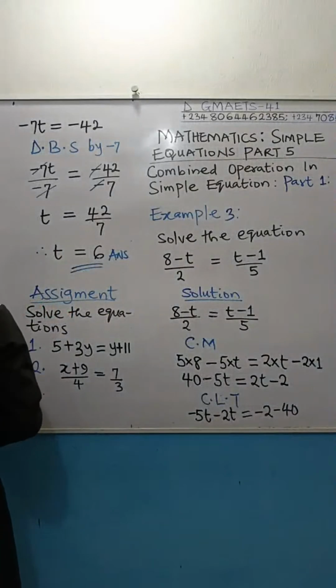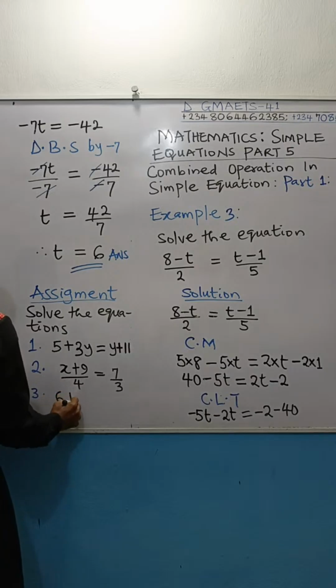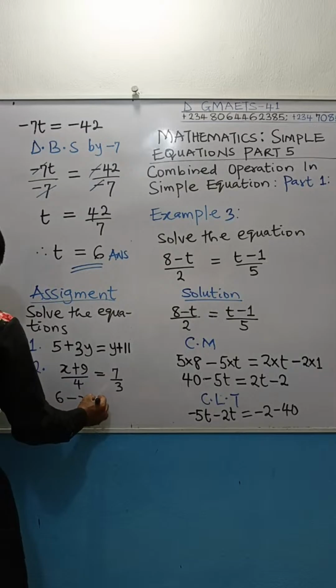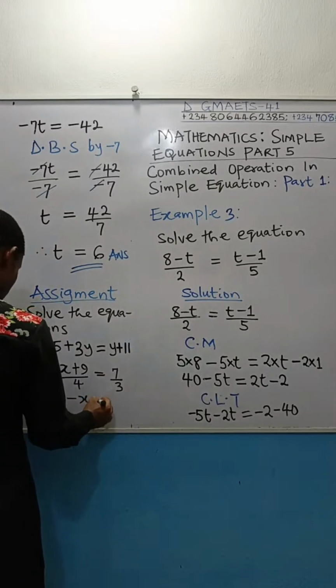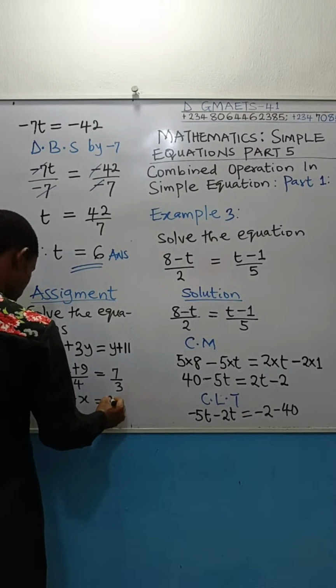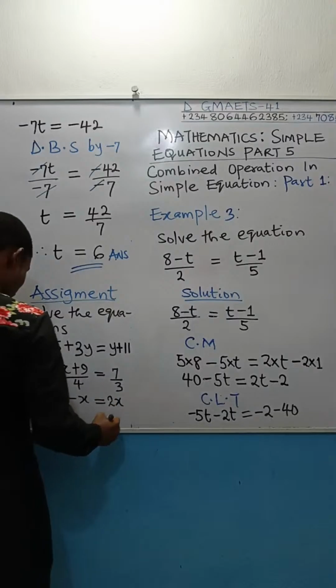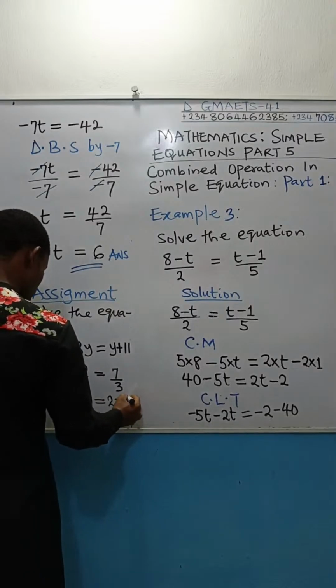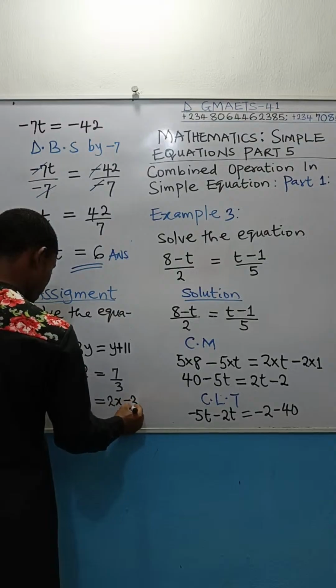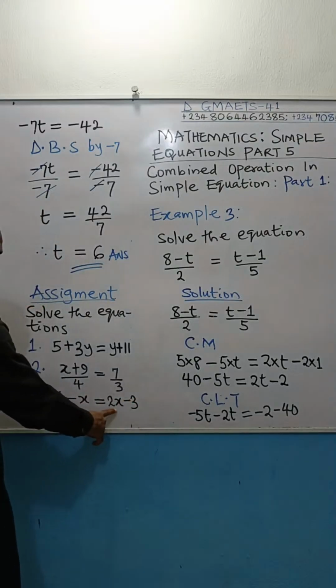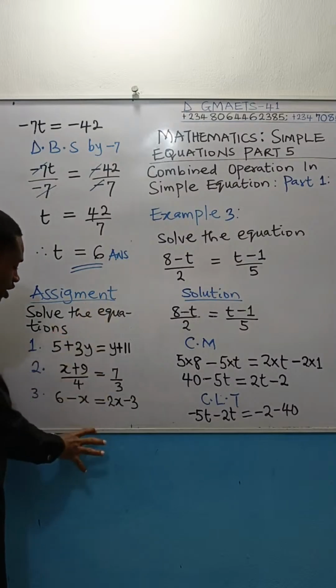Then our last question. Okay, so you are solving 6 minus x equal to 2x minus 3. So these are the questions you have to solve.